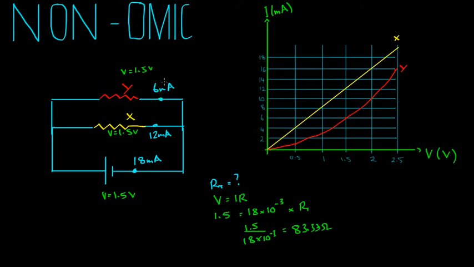Since Y is a non-ohmic device, we would find that if we were to change the voltage down here, the resistance of the circuit would also change. And that is something you don't see when you have simple questions with simply ohmic resistors.